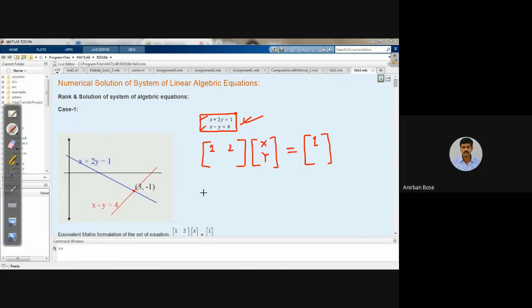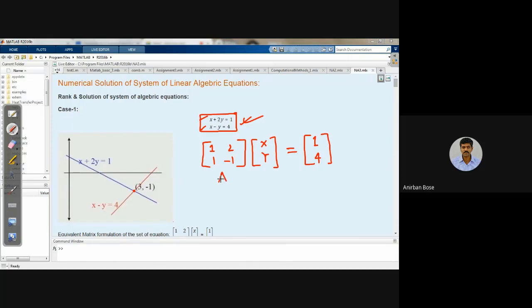Now if we want to write the second equation, here you see that the coefficients of x and y are 1 and minus 1. You just do the matrix multiplication, you see 1 into x minus 1 into y, that is the left hand side of the equation, and that is equal to what? That is 4. So this is basically the matrix formulation of this set of equations.